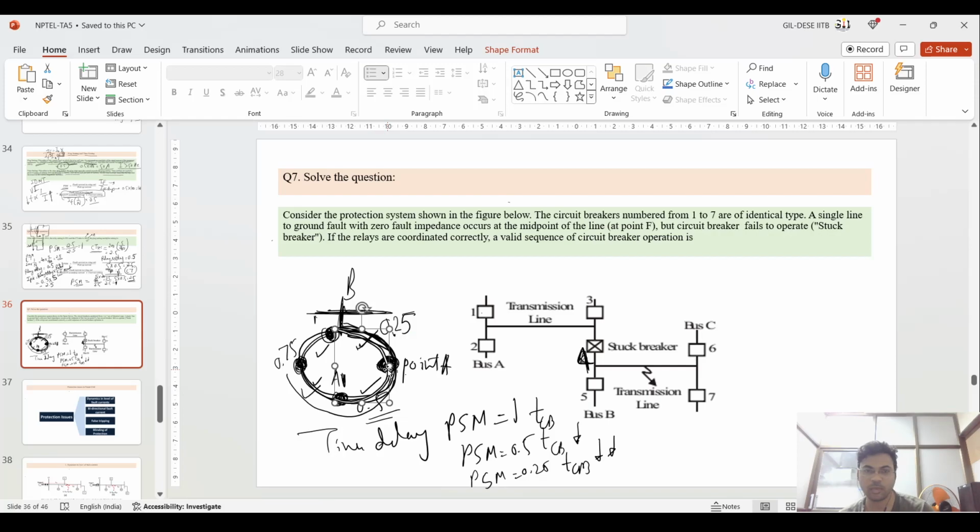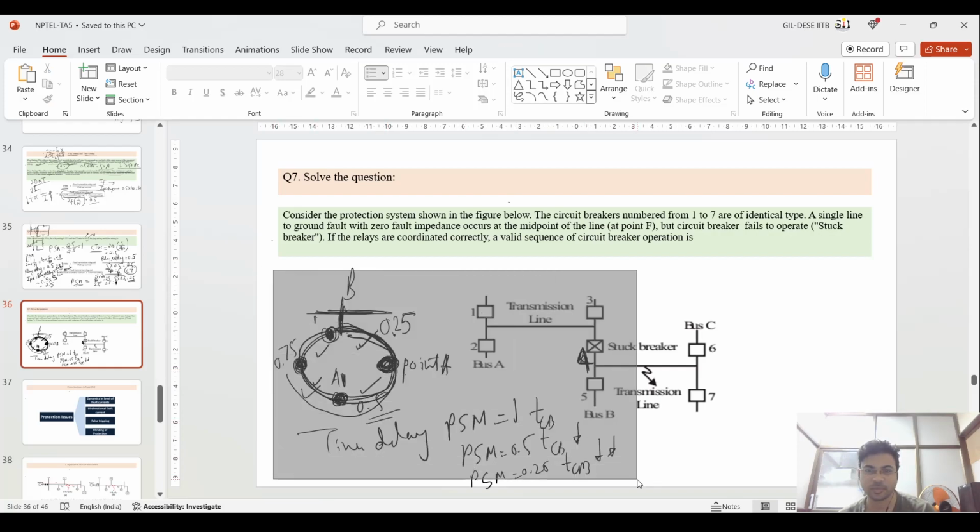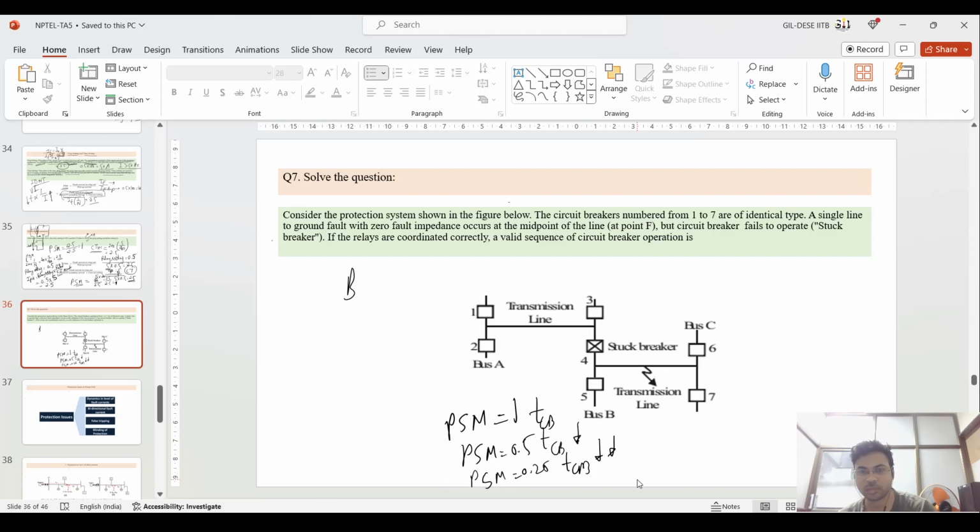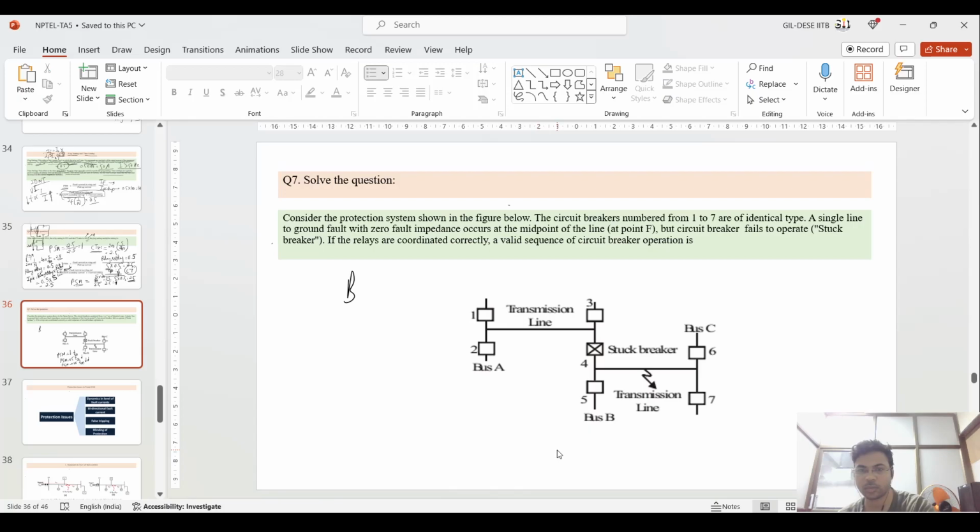Okay, has anybody solved this seventh problem? Because we are moving slow compared to my slides. Anybody?